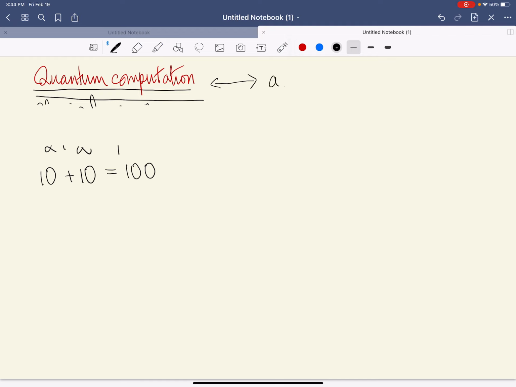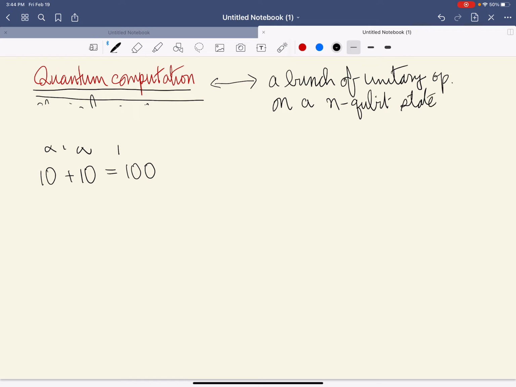So first of all, let me set out to say that quantum computation is basically the same as a bunch of unitary operations on a state, on an n qubit state. Okay, so let's say we have this n qubit system, the physical qubits. Each qubit is represented by this little box, 1, 2, 3, 4, up to n.